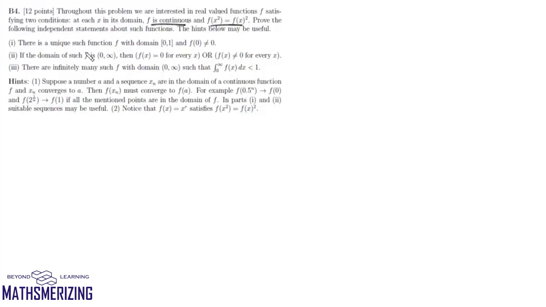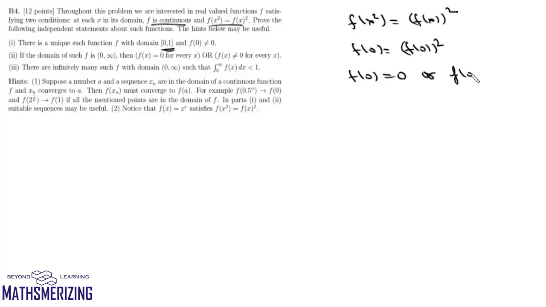Now the first one is, there is a unique such function f with domain [0,1] such that f(0) is unequal to 0. In this question we are given that f(x²) is equal to (f(x))². Now we'll put x as 0, we'll get f(0) as f(0)². So from here we'll get either the value of f(0) is 0 or the value of f(0) is 1. But the question says f(0) is unequal to 0, so that condition is not possible.